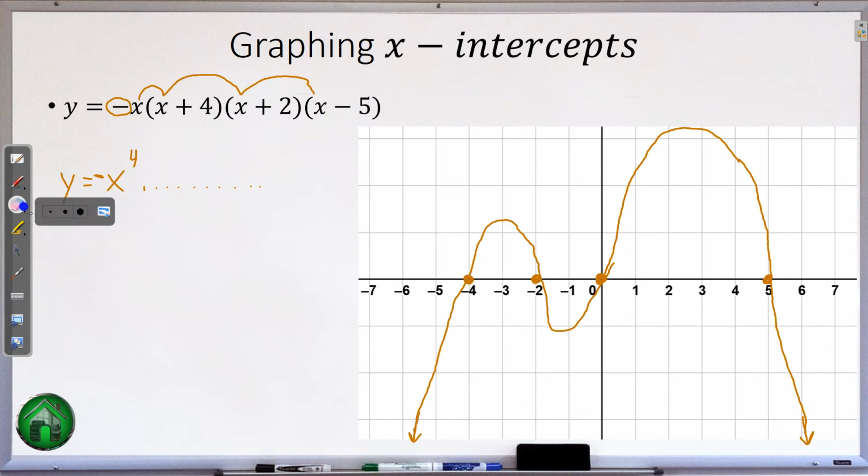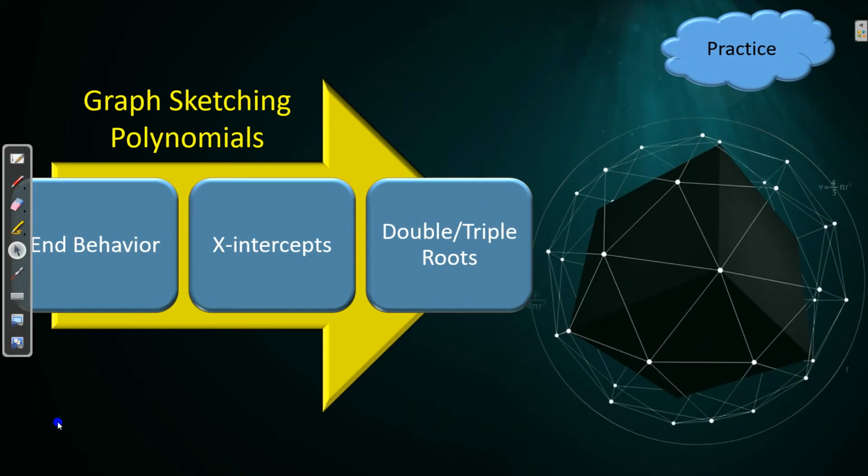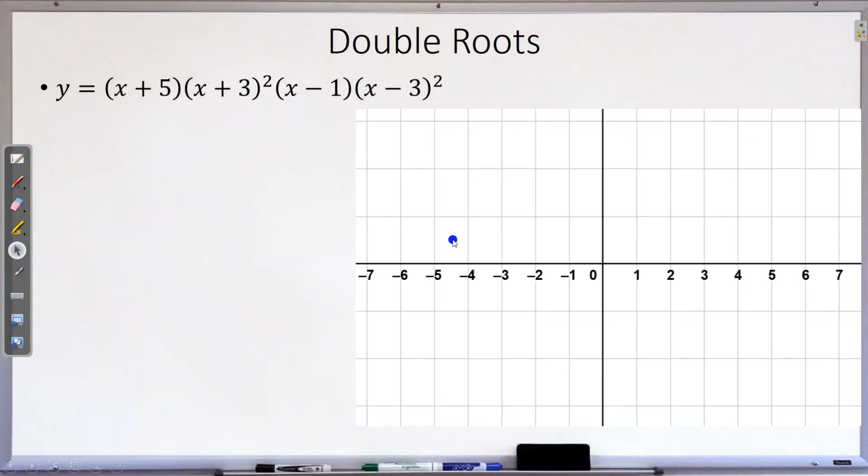So we're just putting in all the x-intercepts and using end behavior to fill in all the waves to fit nicely. All right, so that is our x-intercepts. It does get a little bit more complicated if you have double or triple roots, that can also affect the graph. So let me show you what that means.